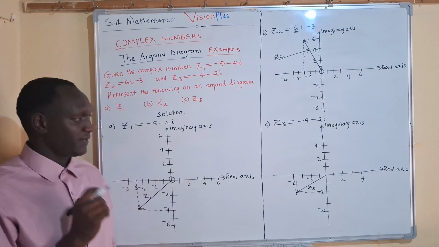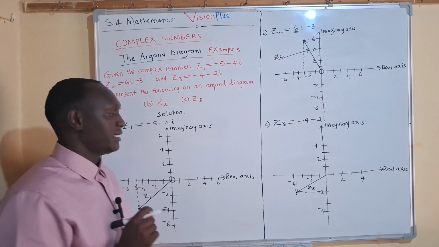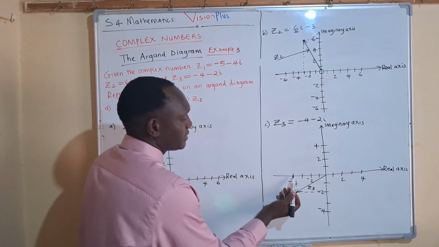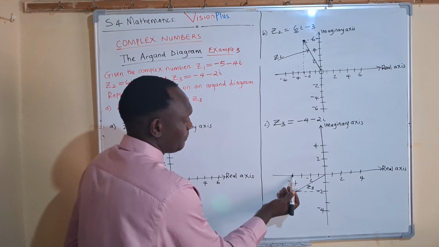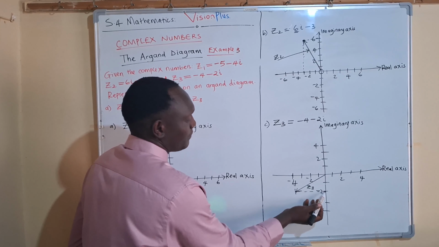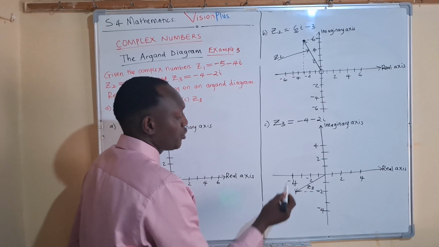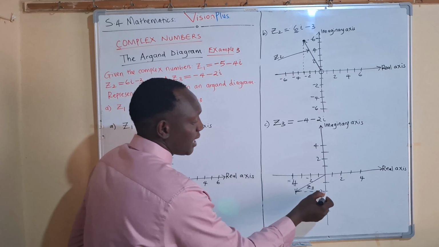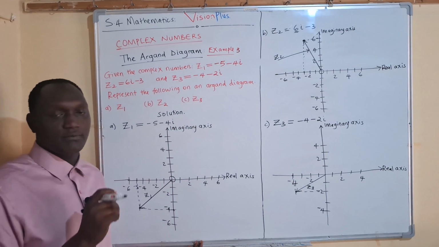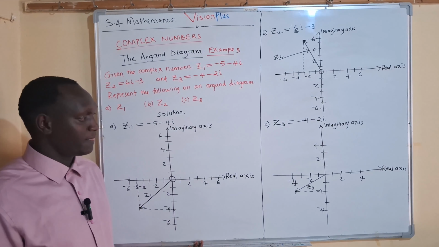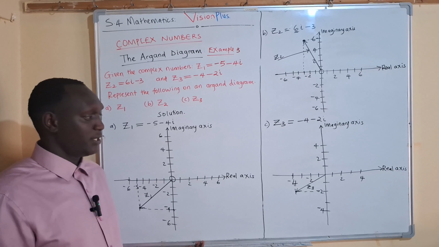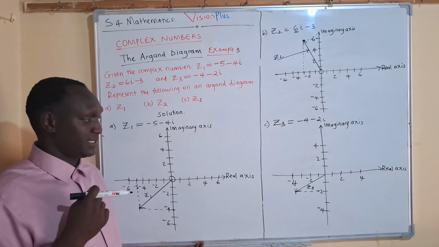You students are very funny. You will find somebody would locate negative 4 very well. Also comes to locate negative 2 very well. And then they end up joining from here up to there. That is wrong. You do not join from the real to the imaginary part. No. But you look for where they are going to intersect.